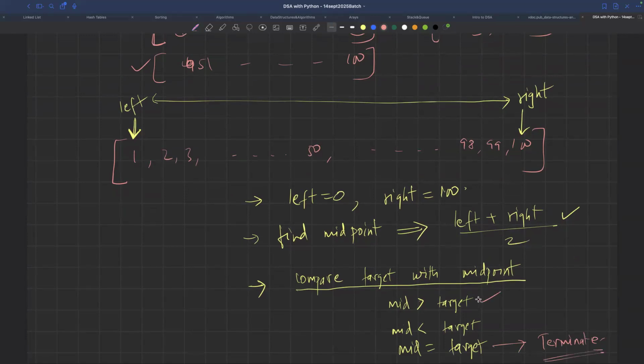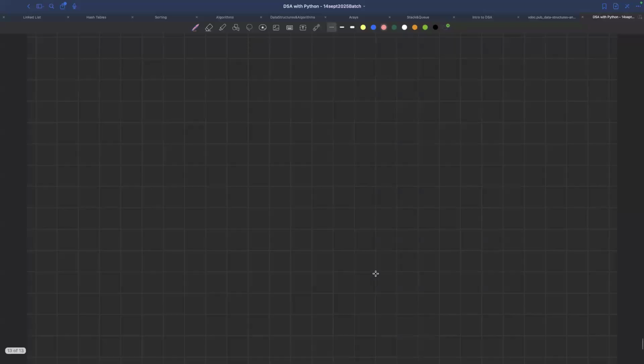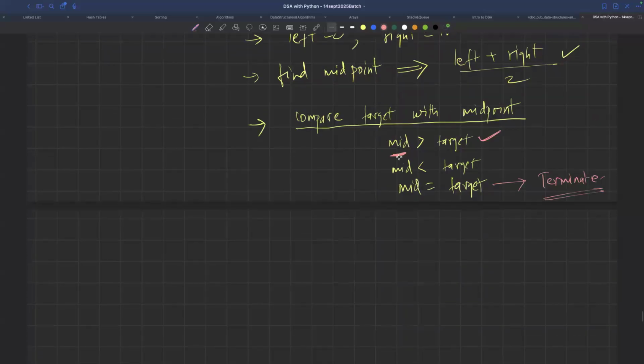If it is greater than target, then what will we do? If our midpoint is more than target, we'll go to the second half, the right side? Right side or left side? If mid is greater, then everything on the right-hand side of the mid will be greater only. So you have to go left. Are you guys following? You have to go left. How will you go left?